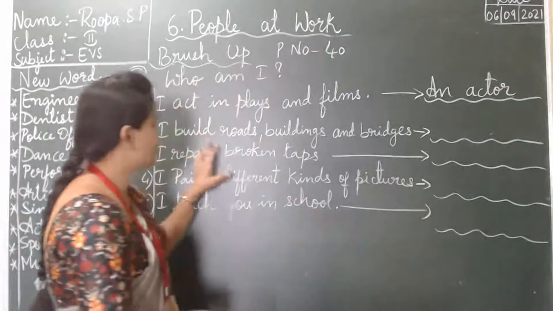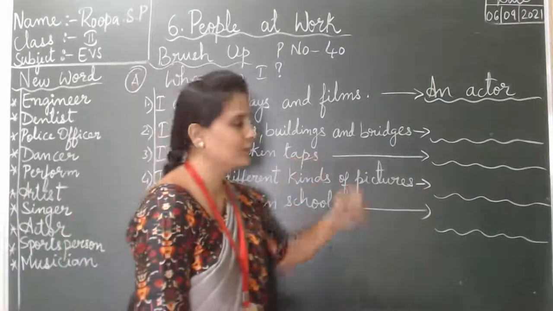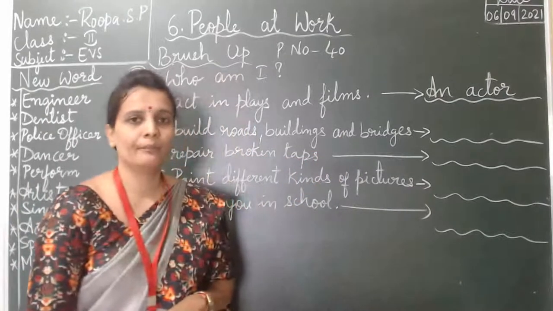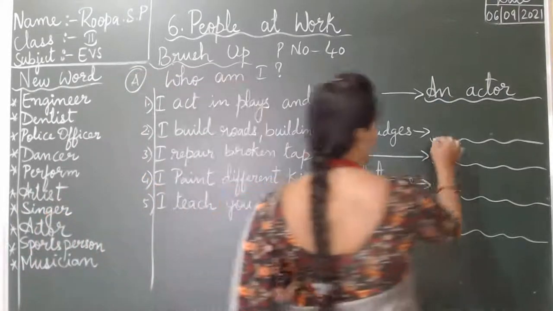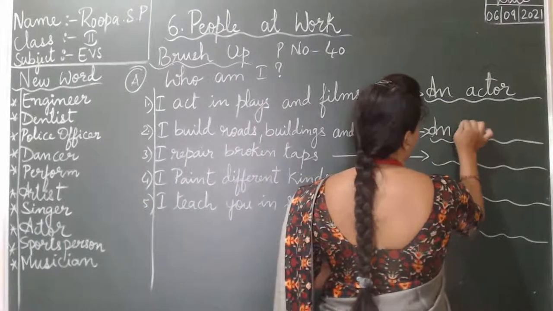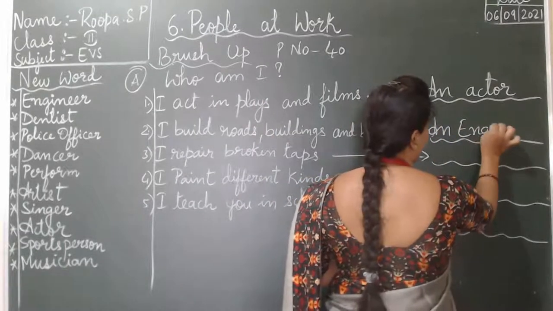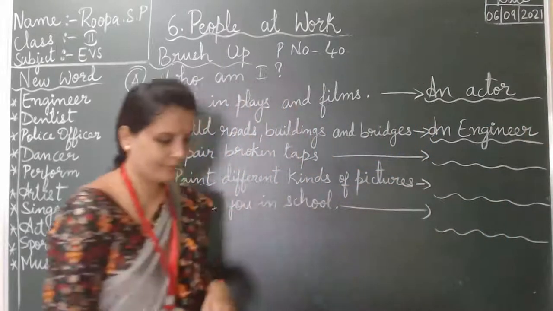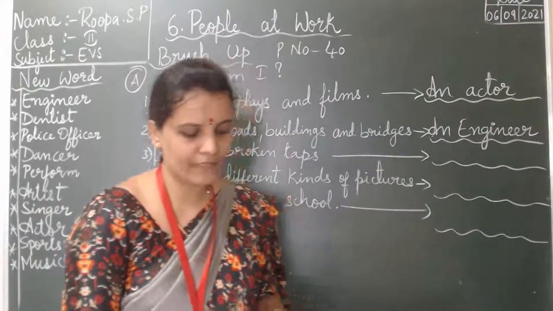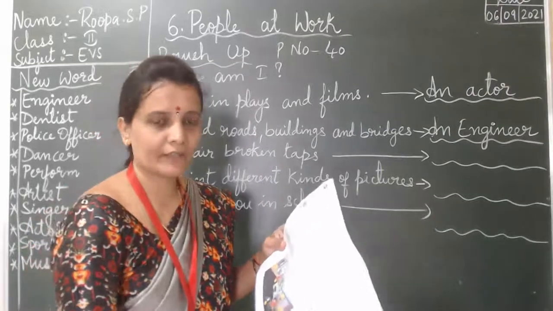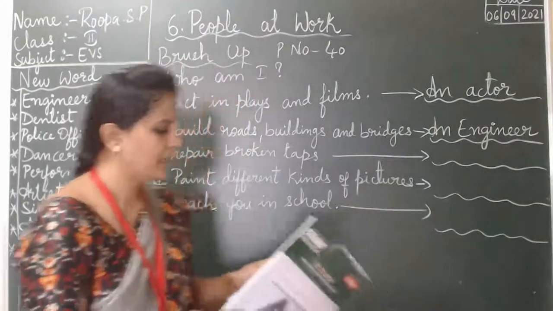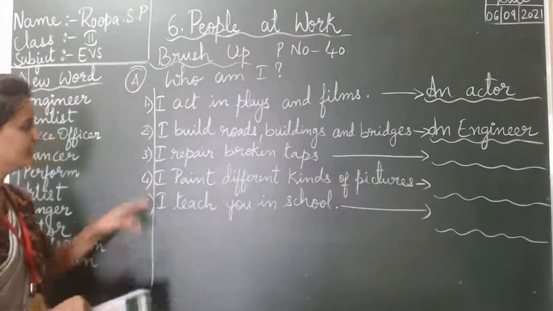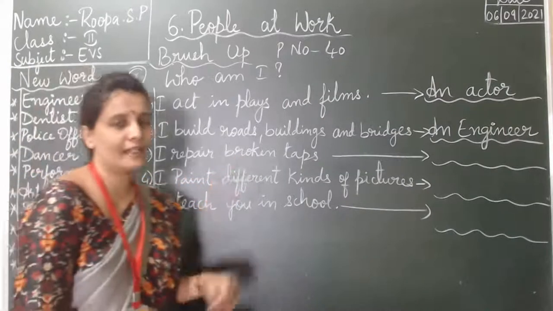Then second one. I build roads, buildings and bridges. Who am I? An engineer. E-N-G-I-N-E-E-R. An engineer. So they have given a dash in front of the sentence; now fill it in the blank. An engineer.